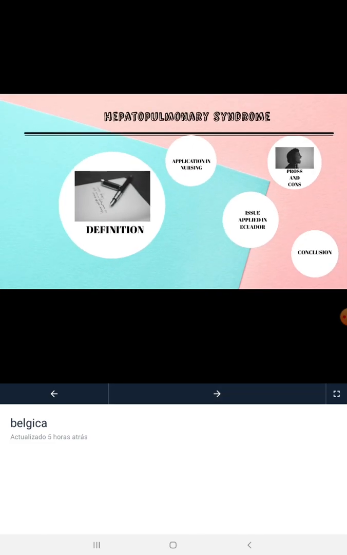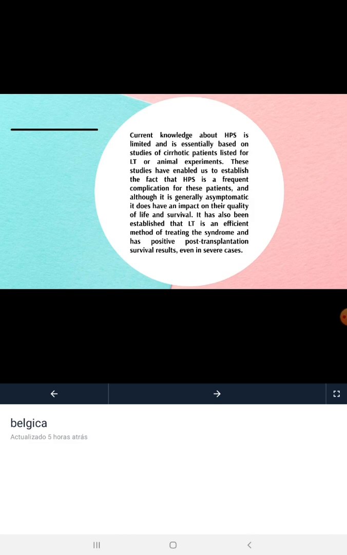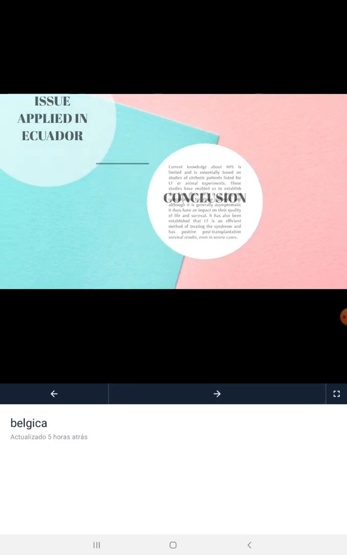Conclusion. Current knowledge about HPS is limited and is essentially based on a study of circuit patient lists of LT or animal experiments. These studies have enabled us to establish the fact that HPS is a frequent complication for the patients, and although it is generally asymptomatic, it does have an impact on their quality of life and survival. It has also been established that LT is an efficient method of treating the syndrome and has positive post-transplantation survival results even in severe cases. Thank you.